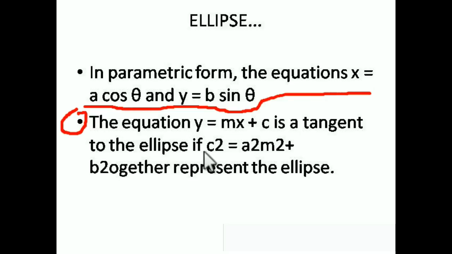That means if a line is tangent, then this condition must be satisfied. c square is equal to a square m square plus b square. We have c from here and m from here, and a square, b square from the ellipse. So please remember this. This is a very important point to remember.